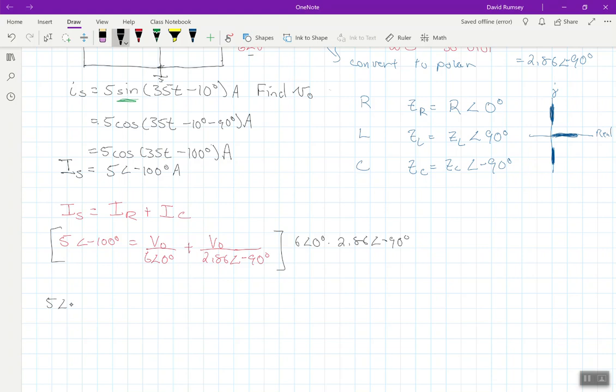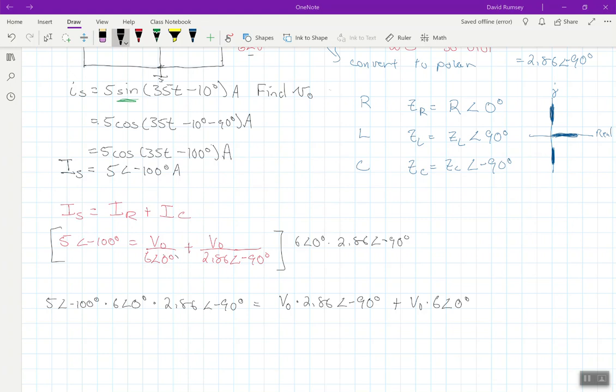So I'd have 5 at an angle of negative 100 times 6 at an angle of 0 degrees times 2.86 at an angle of negative 90 degrees. This is equal to, well, this 6 at an angle of 0 degrees would cancel out, so it'd be V out times 2.86 at an angle of negative 90 degrees. And then these 2.86s would cancel out here, and so it'd be plus V out times 6 at an angle of 0 degrees.